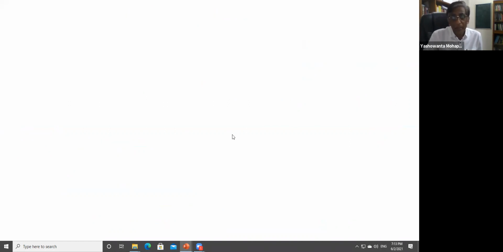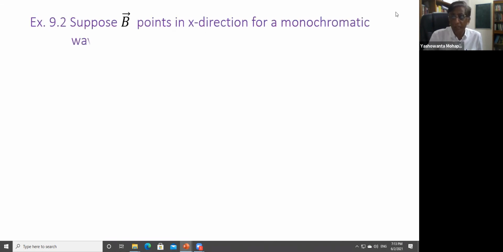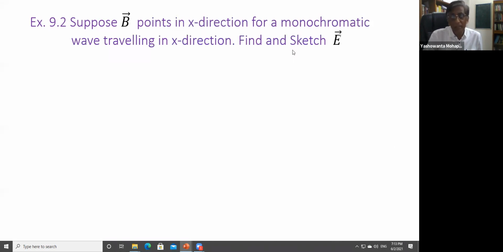Okay, so now let's look at one example. Suppose B points in X direction. There will be many problems, both in the exam and in the home assignment, in which there will be a word description of the electric field, and you have to write it down and obtain, if E is given, get B, if B is given, get E, or both are described in some form, and then obtain the mathematical form of the E and B for plane monochromatic waves.